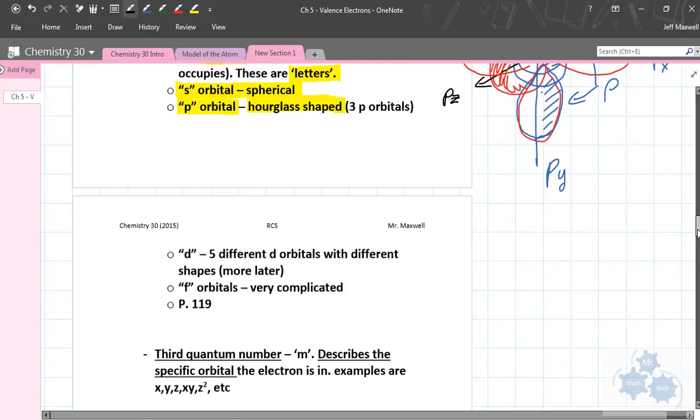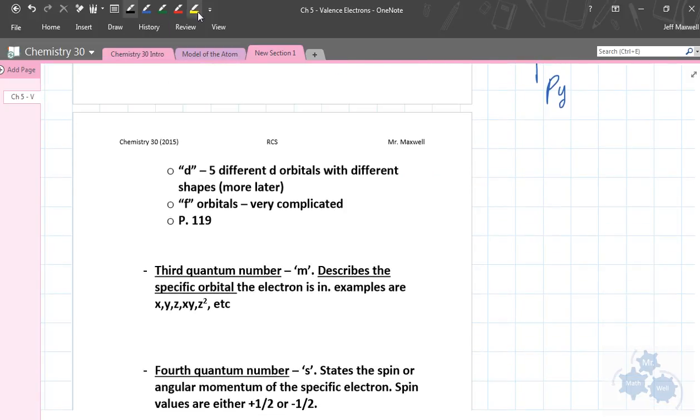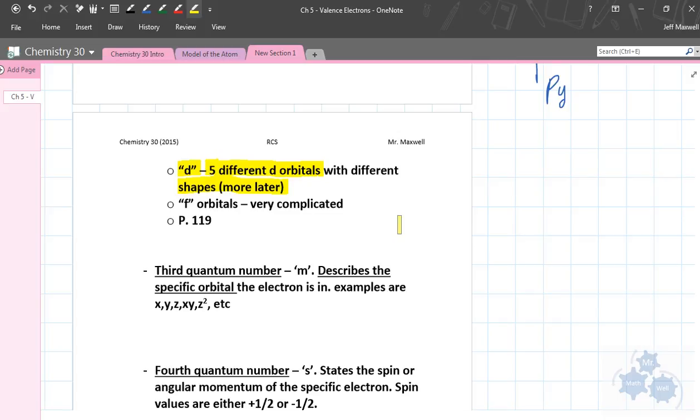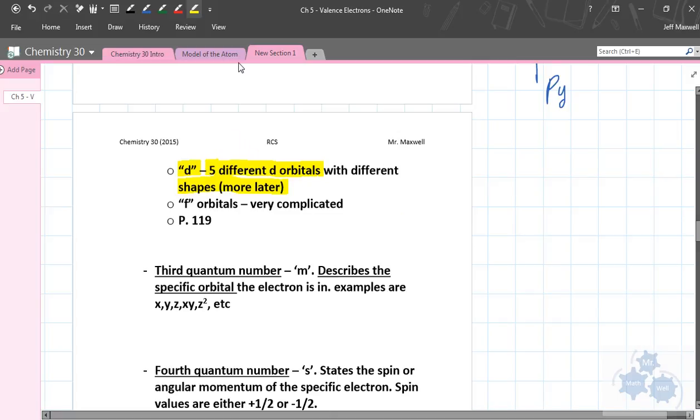All right, the next one we're going to talk about is the d orbitals. So s, p, and d orbitals. And there are 5 different d orbitals in each sublevel that they exist in. And they have different shapes. So we're going to talk about the shapes of d orbitals a bit later. Okay, we will go over the shapes of the d orbitals. You have to memorize those. But those are a little bit more complicated. So we're just going to focus on the s and the p for now.